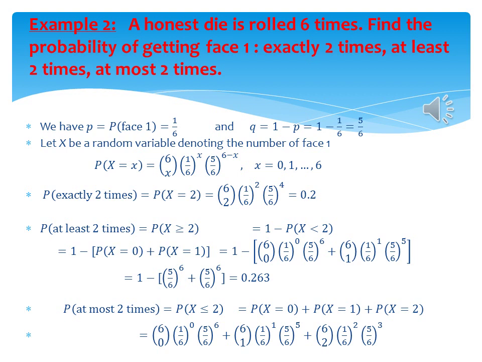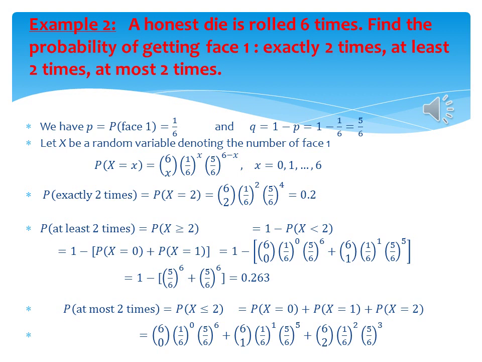Find the probability of getting face 1. The probability of face 1 equals the probability of face 2 equals face 3, till the probability of face 6, which equals 1/6. So p equals 1/6. What's q? q is equal to 1 minus p, so 1 minus 1/6 equals 5/6. So the probability of the random value x equals 6 combination x, (1/6) power x times (5/6) power 6 minus x. And what's x? x equals 0, 1, 2, 3, up to 6.